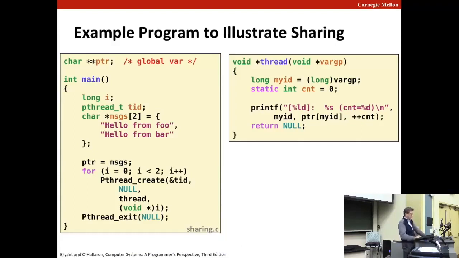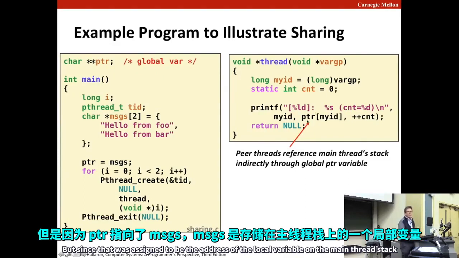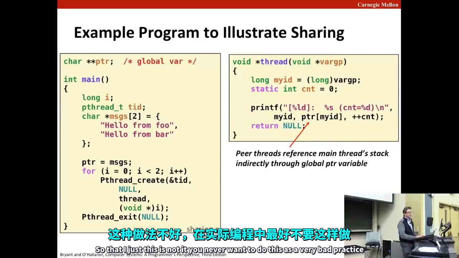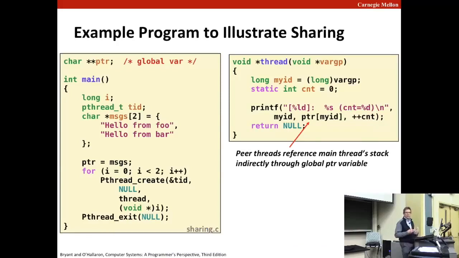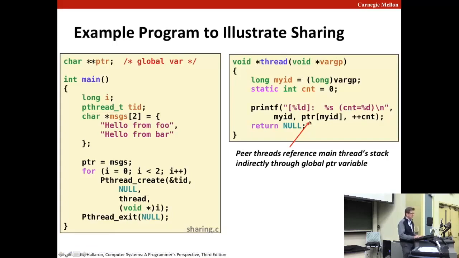Okay, so although it looks like we're accessing this global variable pointer, since that was assigned to be the address of the local variable on the main thread stack, we've got these peer threads accessing local variables on the main thread stack. Okay, so you'd never want to do this. It's a very bad practice, but it's the kind of thing that can happen sometimes by accident, if you forget that pointer actually was assigned some stack address.